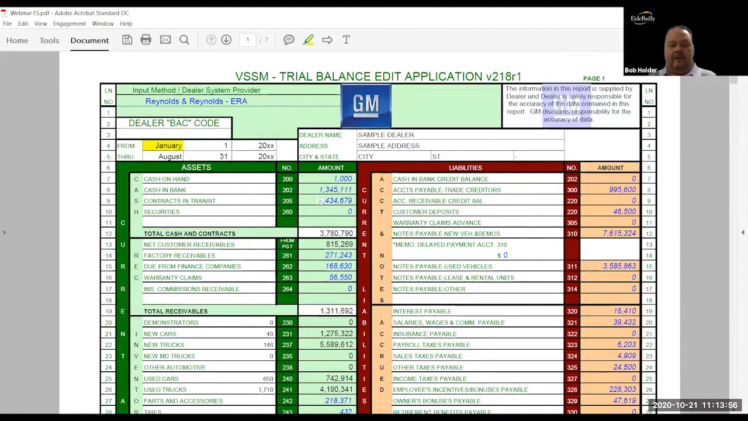you just look at your cash in bank. If you're negative, obviously, that might be a concern. Why are you there? If you have a lot of cash, can we maybe use it to buy down flooring, that type of thing. The contracts in transit, I just look for reasonableness. What were your sales for the month in variable?